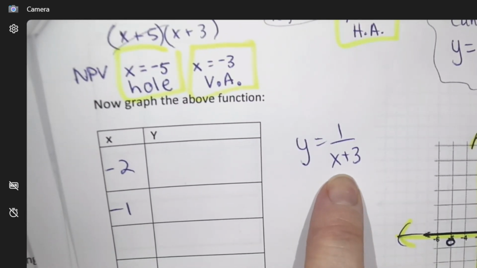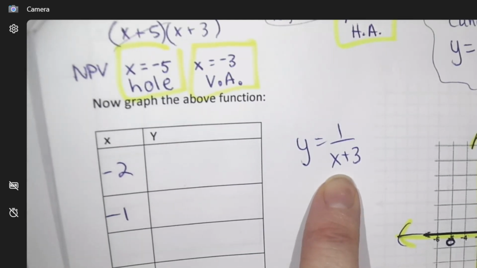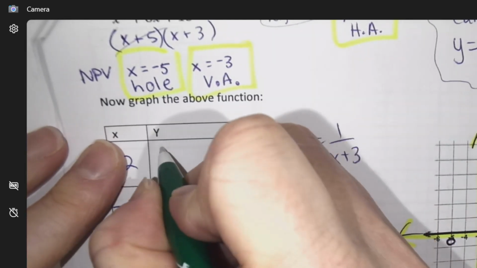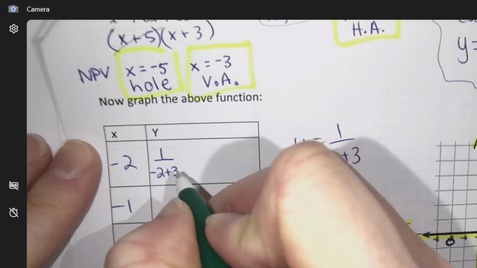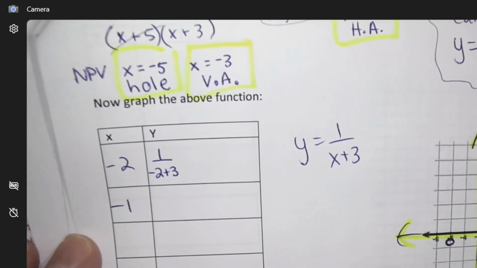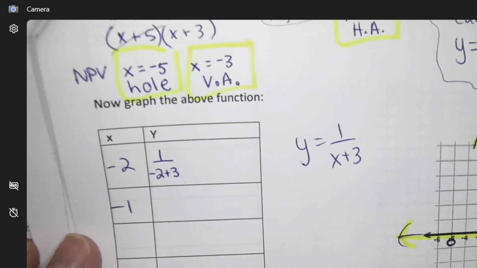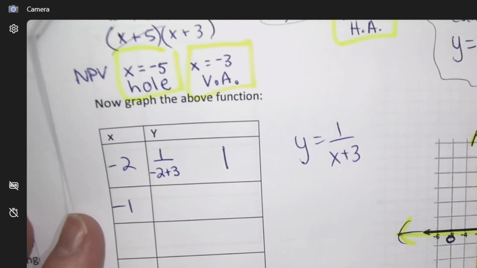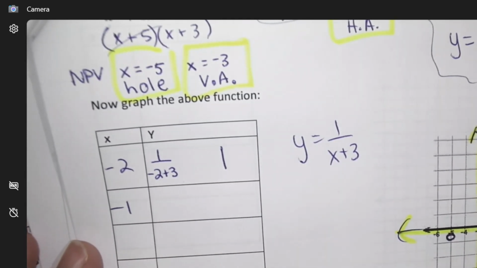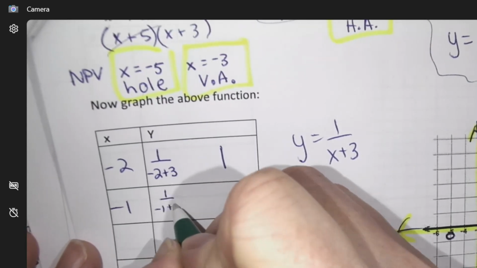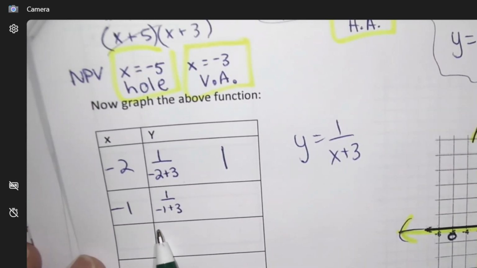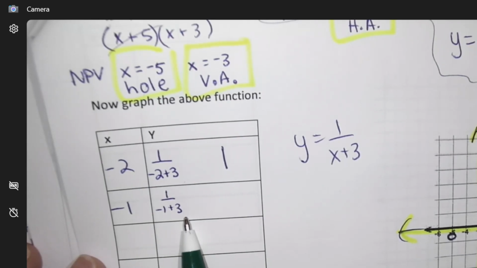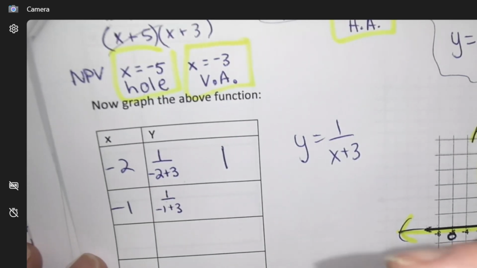Okay, so here I go. I'm plugging them into this. What do you get there? So what's negative 2 plus 3? 1. What's 1 divided by 1? 1. I'm going to plug in a negative 1. So negative 1 plus 3 is 2. 1 divided by 2.